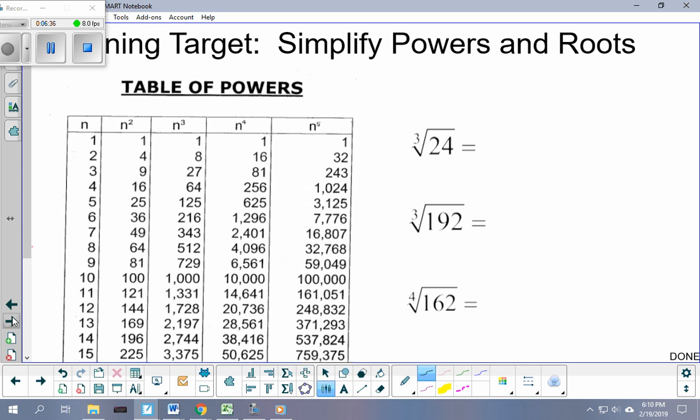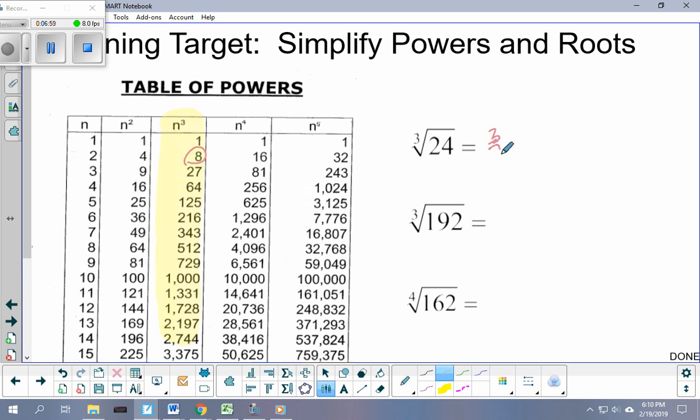And now let's look at simplifying larger roots. So like we have the cube root of 24. This time we're looking for perfect cube factors. So we have to be looking at the list of perfect cubes. So we look at this listing and we say, what goes into 24? Well, 8 does. So we're going to write this as the cube root.